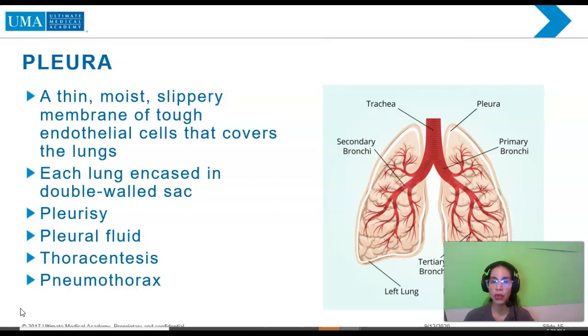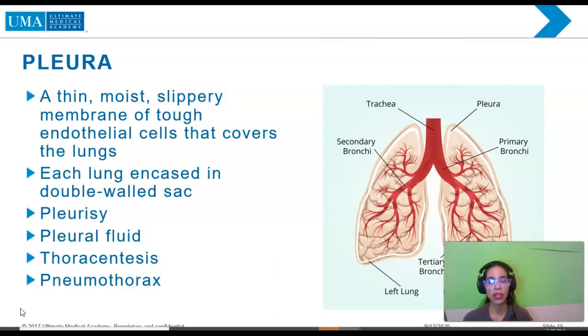Now, when there is an increase in pleural fluid, this can be dangerous since it can cause difficulty breathing, and it can also cause the lungs to collapse. The excess fluid is removed by thoracentesis. Thoracentesis is a procedure that involves inserting a hollow tube-like instrument to drain out the excess fluid.